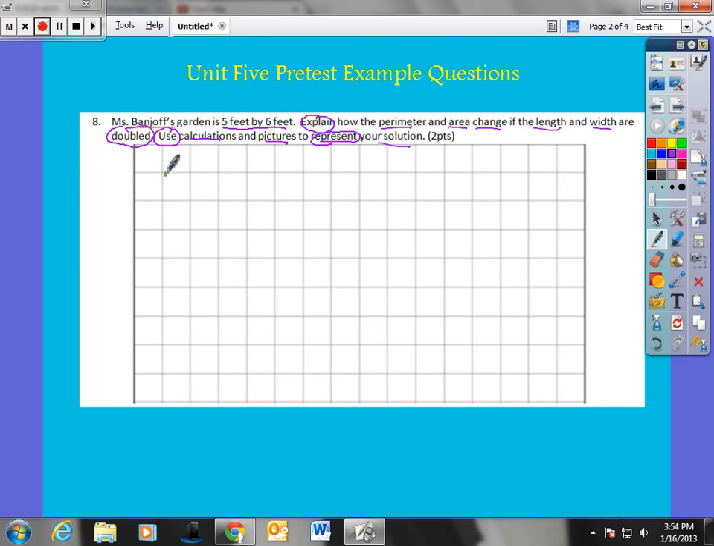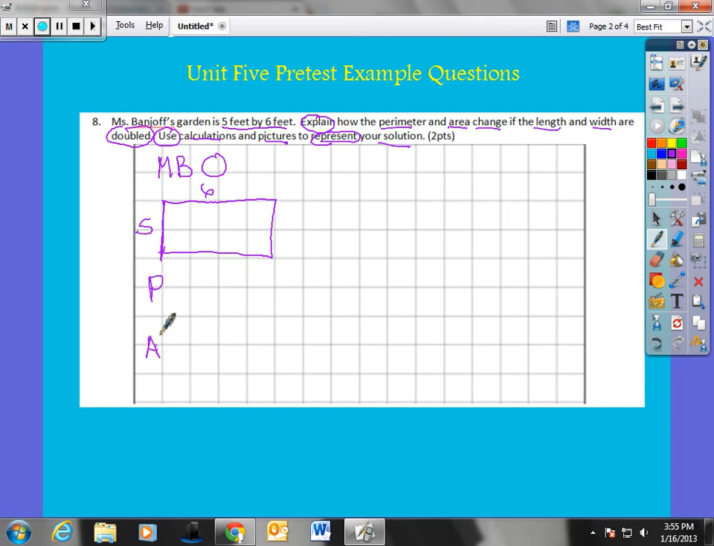So, let me draw Miss Banjoff's garden. I'm going to go MB, and I'm going to call this the O, the original garden. Well, the original was 5 by 6, which it says. So 5 by 6. Now let's calculate the perimeter.